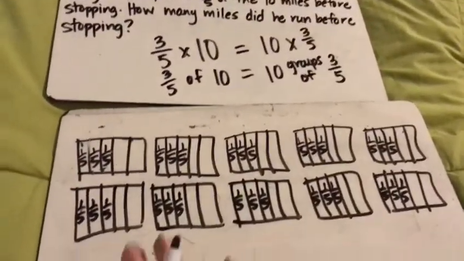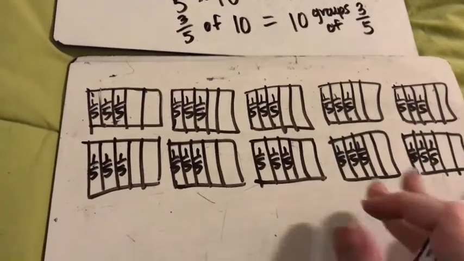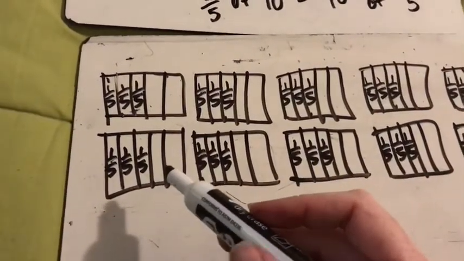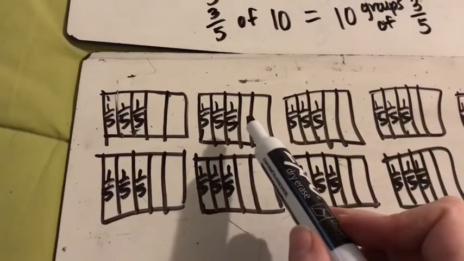Now can you see that we have 10 groups of 3/5? I have 3/5 10 times, okay? So let's see how many fifths that would be. 3/5 plus 3/5, well, that would be 6/5, right?